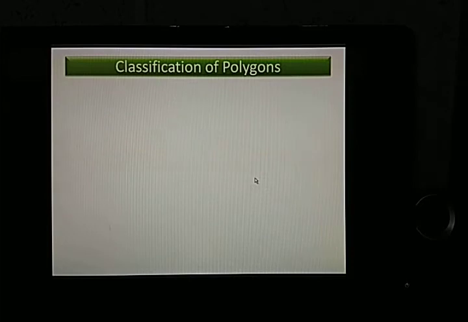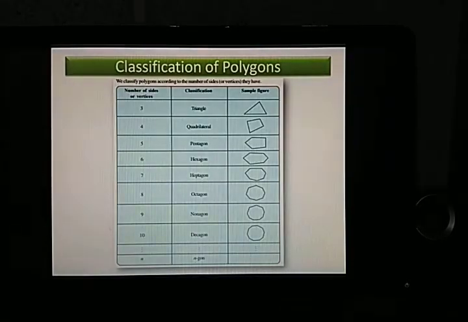Classification of polygons. There are different types of polygons. So what are the different types? These are the different types. Triangle is a polygon having 3 sides. Then quadrilateral, then pentagon, then hexagon, heptagon, octagon, nonagon, and decagon. And there are infinitely many n-gons, you can say. So depending on the number of line segments or the sides, or the vertices also, depending on that you can classify the polygon.